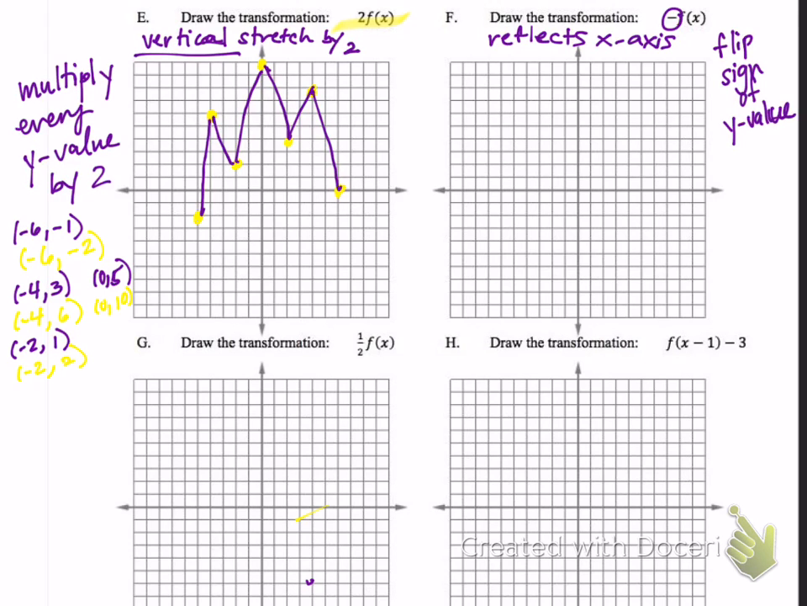So if I look at my original ordered pairs, if my first point was at (-6, -1), my new point will be at what? (-6, 1). So all I'm doing is flipping the y value. It's like taking your monster and flipping it like a pancake, flipping it over. So if the other point was at (-4, 3), my new point is at what? (-4, -3).